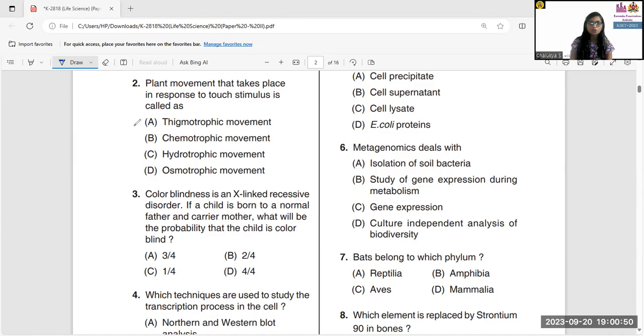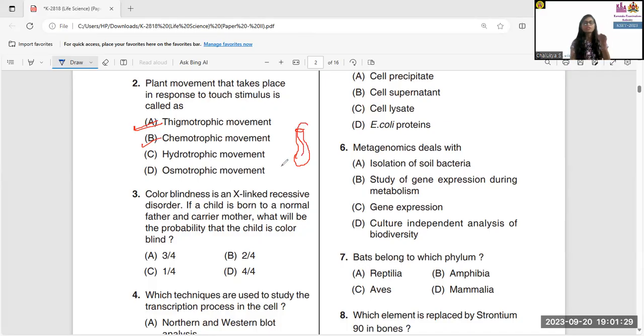That is thigmotropic movement. Okay, so in thigmotropism there are 2 types, that is positive and also negative. The positive means what? That is towards the touch. Okay, and the negative is nothing but away from the touch. Okay, so similar to this, some other options are there. Chemotropic movement means responding to chemicals. For example, pollen tube growth and development. So during pollen tube development, the pollen tube grows towards the ovule. Why?